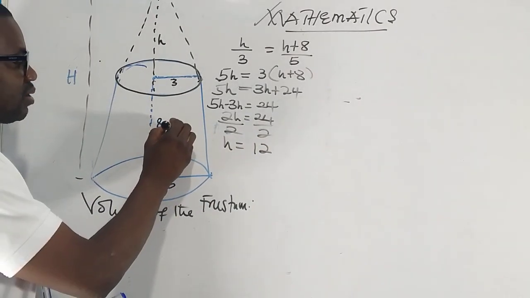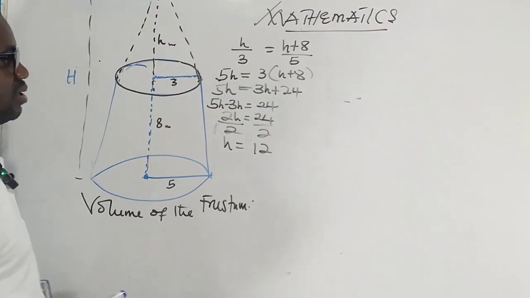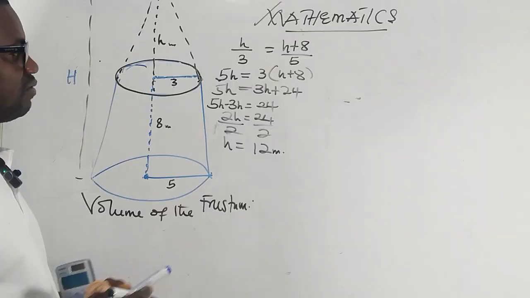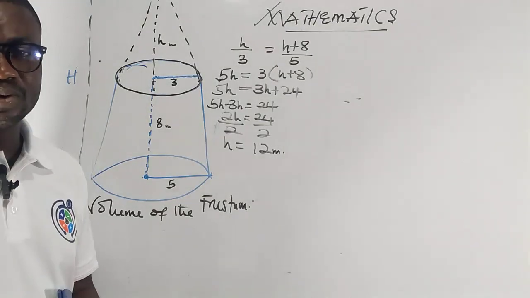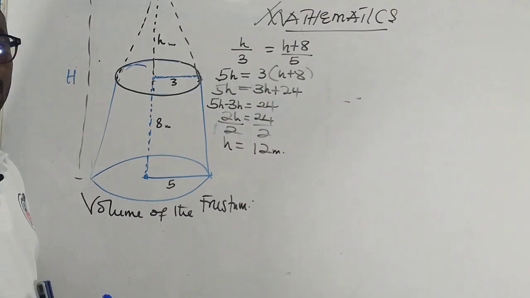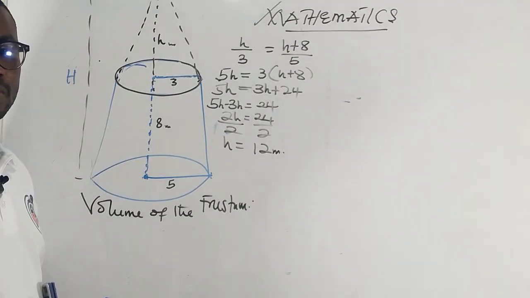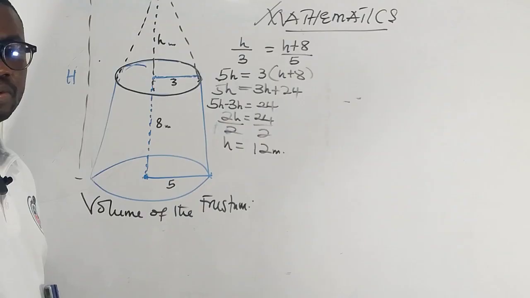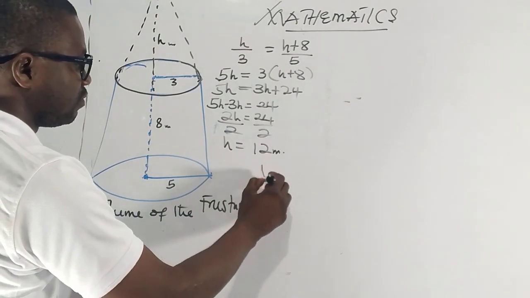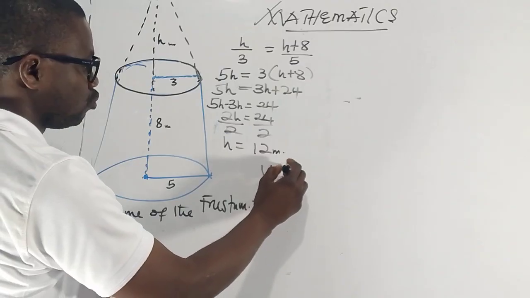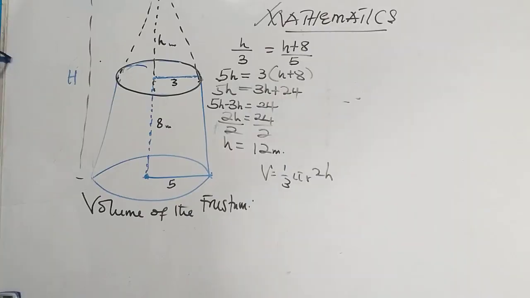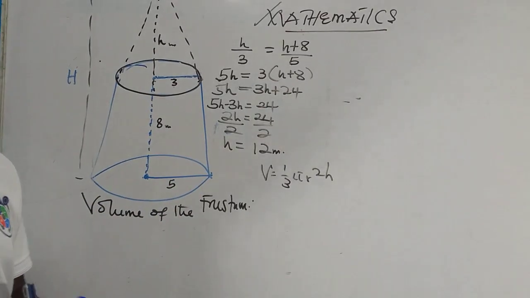Assuming we are calculating in meters, the height is 12 meters. Now that we have this, we can move on to the volume of the frustum. Let's find the volume of a cone. The volume of a cone is given by the formula V is equal to 1 over 3 pi r squared h. So the volume of a cone is this.